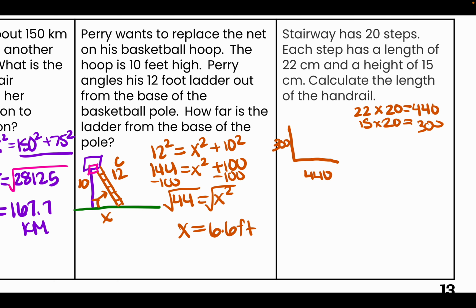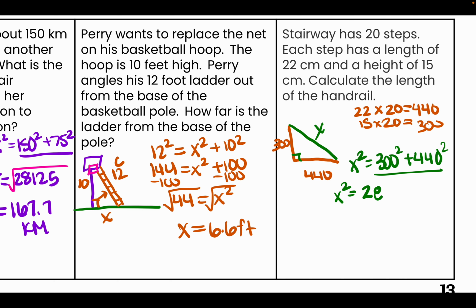The handrail, remember, is going to go this distance. That's going to be an x. So x squared is equal to 300 squared plus 440 squared. I'm going to put all of this in my calculator, and we get x squared equal to 283,600. Okay, take the square root of both sides. So we get x equal to 532.5 centimeters.